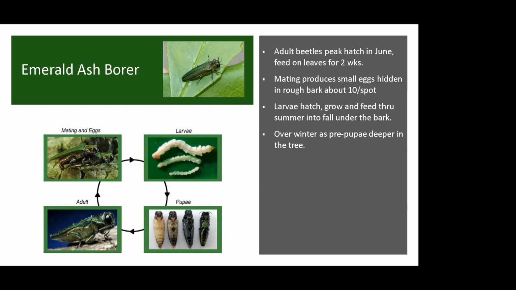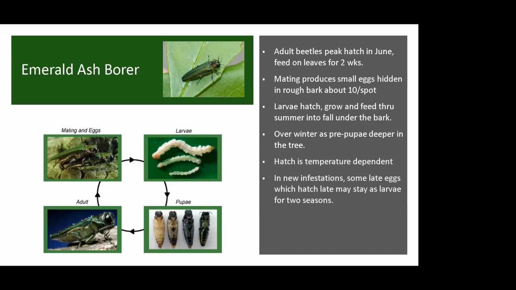The overwinter is a pre-pupa, which is what you can see on the far left of the pupa. It's sort of half creamy colored, looking more like a larva than an adult. And then they hatch temperature dependent. There are some eggs that hatch later, and they may stay as larvae for 2 seasons. So in early outbreaks, outlier infestations, we'll sometimes see a larva in the tree doing damage for up to 2 years instead of a single year.